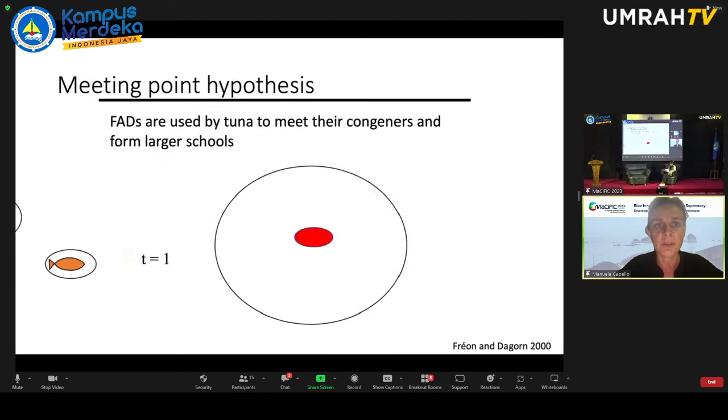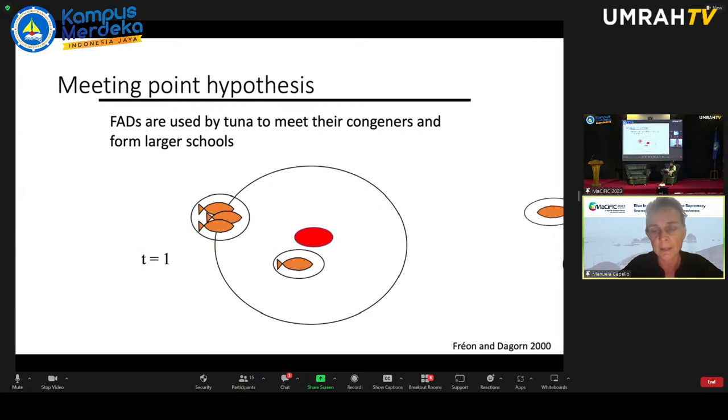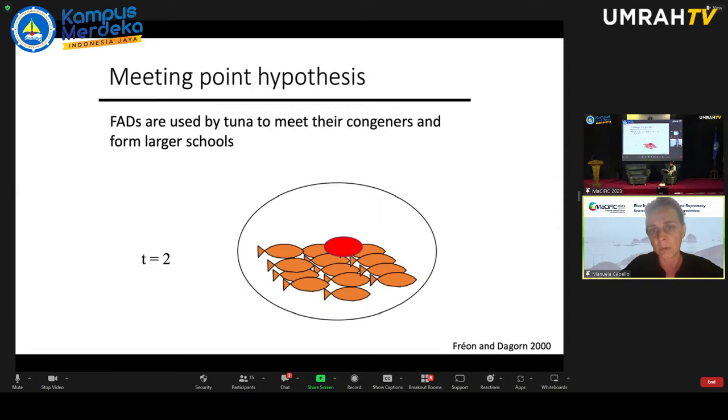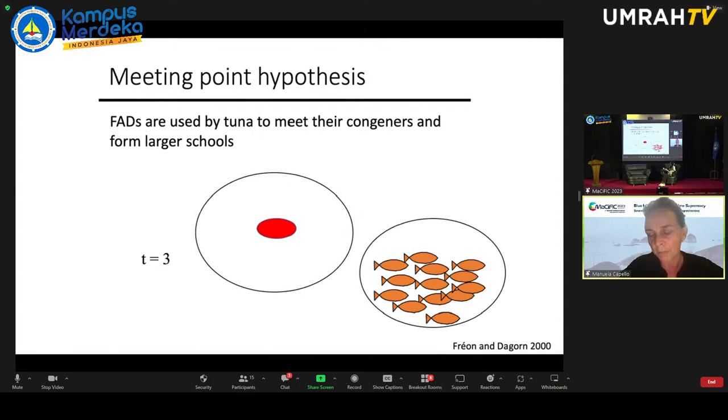And the second hypothesis is the meeting point hypothesis. So the idea is that FADs, or floating objects, are used by tuna to meet their congeners and form larger schools. So tuna, as you see in this slide, would arrive in small schools and then would aggregate around a FAD and would depart from the FAD with a larger school, which has several advantages because being in a larger school, they can be protected from predators and have a higher facility to find prey.